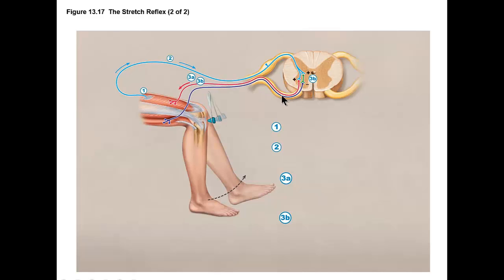3B is an inhibitory potential generated in the motor neuron that serves the hamstring muscles, because if I want to kick the leg out, I have to contract the quadriceps, but I have to relax the hamstring. So I need to inhibit the hamstring in order to get the quadriceps to contract. So this is an inhibitory potential in the motor neuron leading to the hamstring.